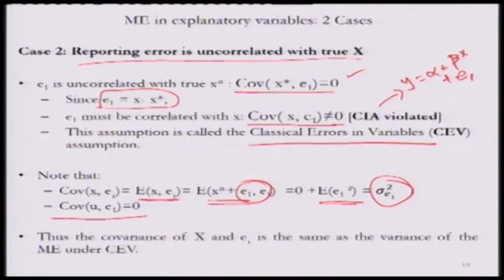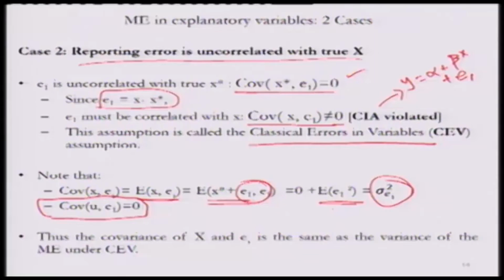And we have another assumption over here that the covariance of U and E1 is equal to 0, which you have seen in the previous two cases. Also, what we assume is that the random measurement error is not correlated with the error term of the true model. Thus, the covariance of x and E1 is the same as the variance of the measurement error under the classical errors in variables assumption.